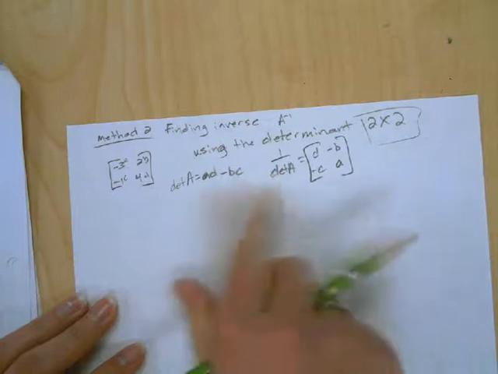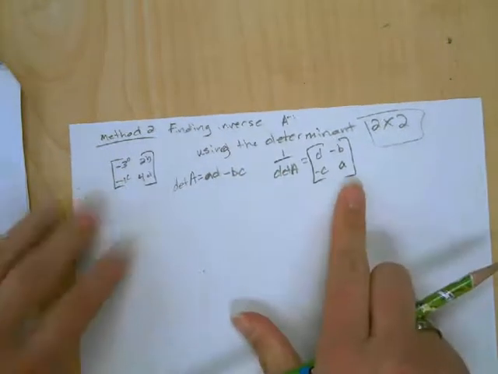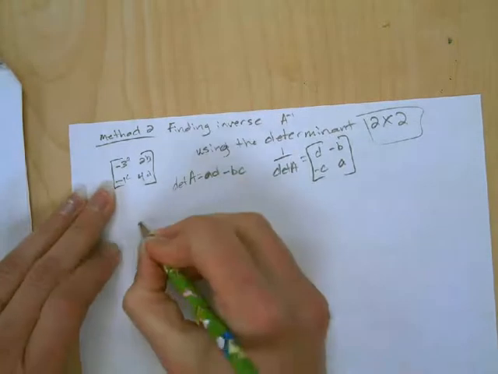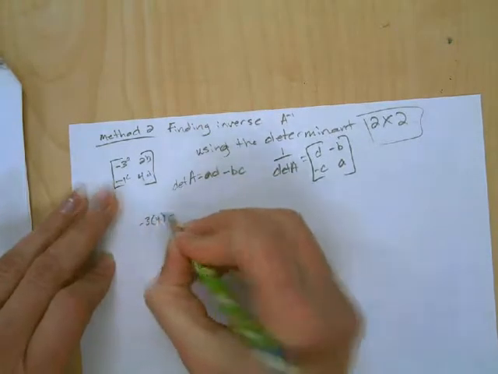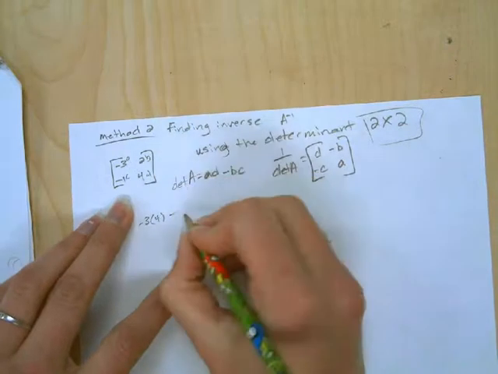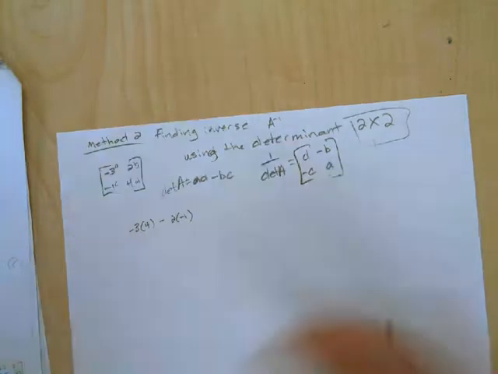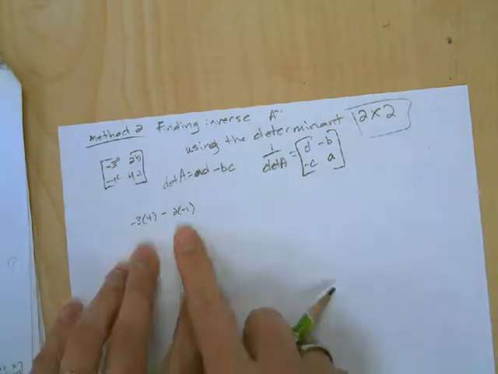So I would do negative 3 times 4 minus 2 times negative 1. Be very careful with your signs. A lot of you guys are just messing up on signs, right? You just pay really close attention to all your sign work. Negative 12, positive 2 gives me negative 10 as my determinant.